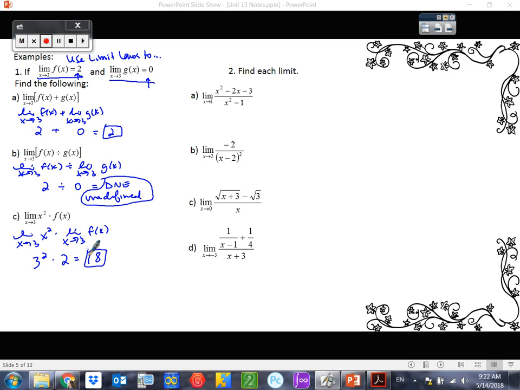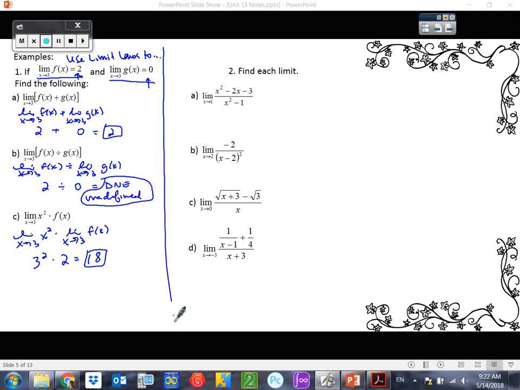Questions on that? So that's how we would use limit laws. Okay? All right. So the rest of these are just regular algebraic ones. You can use limit laws if you want to. You don't have to. It's totally up to you, however it works out.